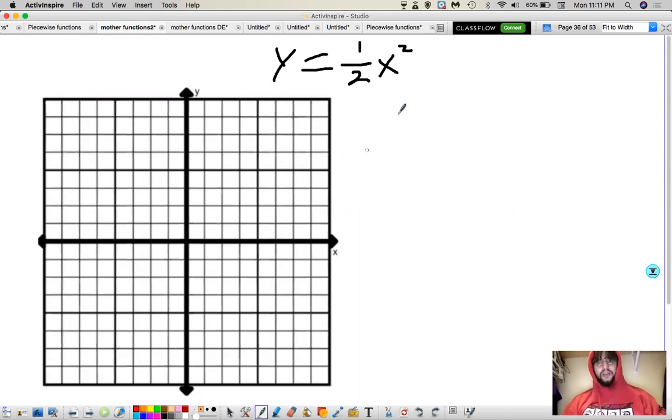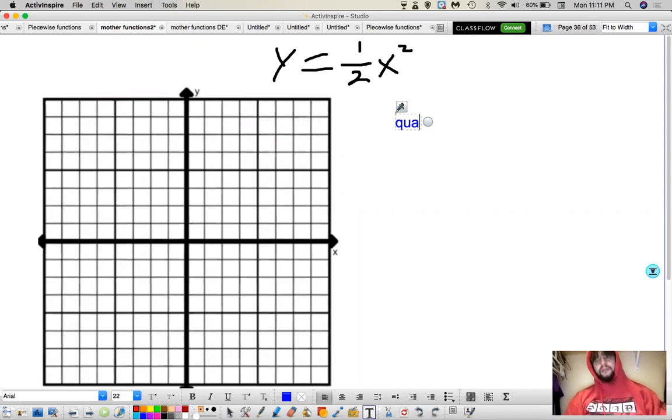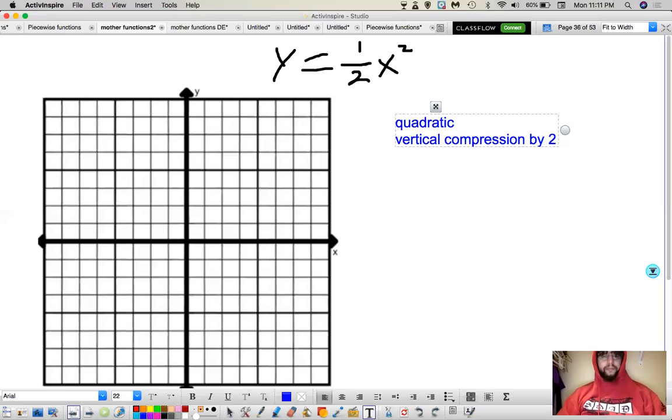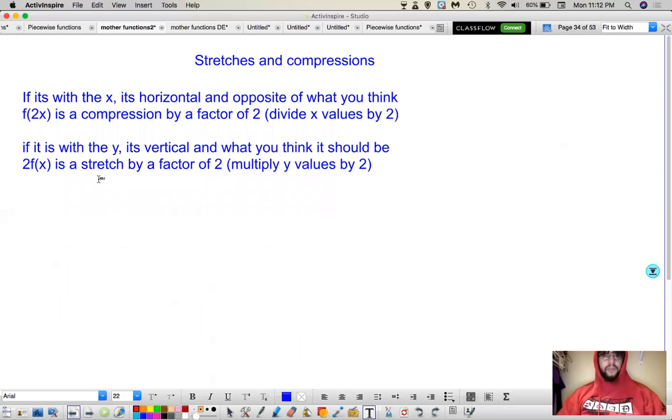This is, again, a quadratic. I use a lot of quadratics as well. They're easy to work with. It's a vertical compression by 2. Let's go back and look at what's going on here. So 2x is a compression by 2 whenever it's with the x.